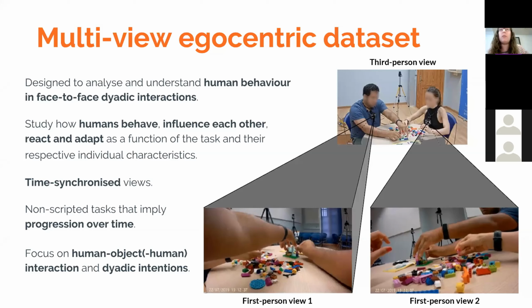These participants are wearing a chest-mounted camera from which we can see the first-person view and also the second-person view, but we also have a time-synchronized third-person view, or global view, of the scene so that we can jointly reason about what's happening in the scene at a given point in time.